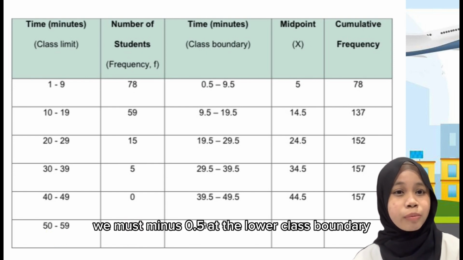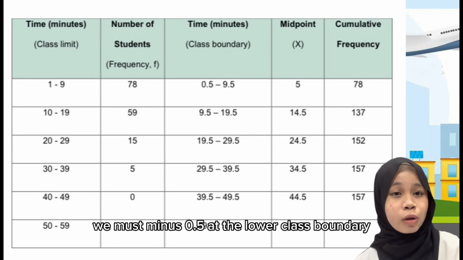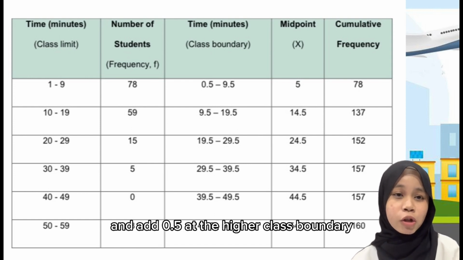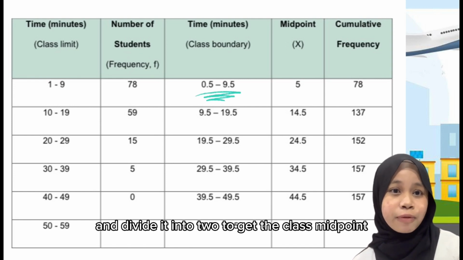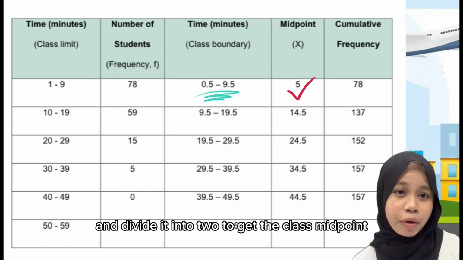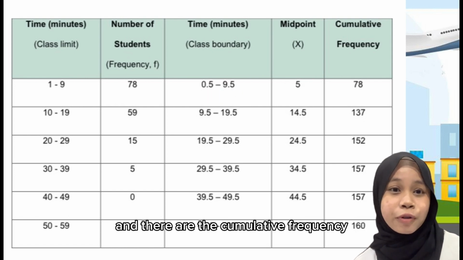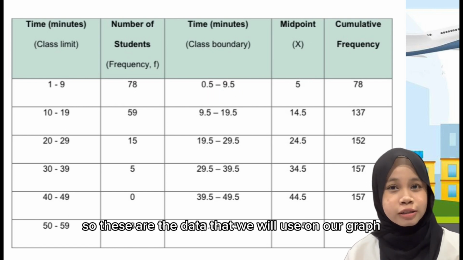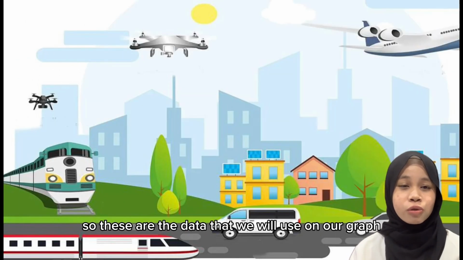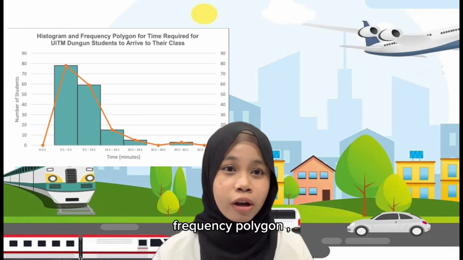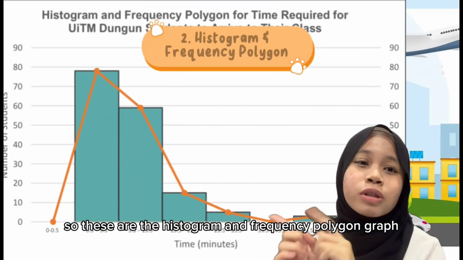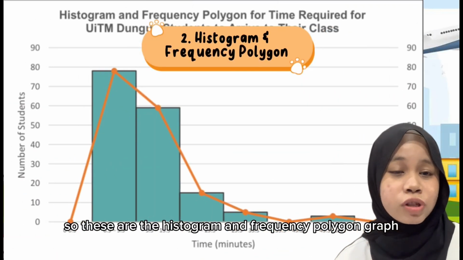And as usual, we must minus 0.5 at the lowest class boundary and add 0.5 at the highest class boundary based on the class limit. And then we total up the class boundaries and divide by 2 to get the class midpoint. And there is the cumulative frequency. So this is the data that we will use on our graphs, which are the histogram, frequency polygon, and ogive. So these are the histogram and frequency polygon graph.